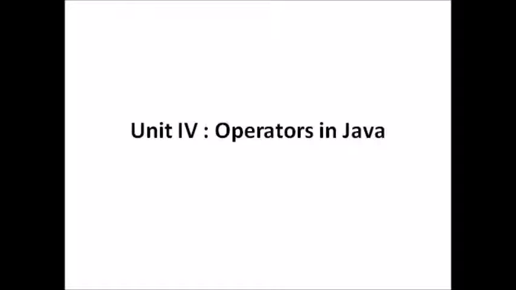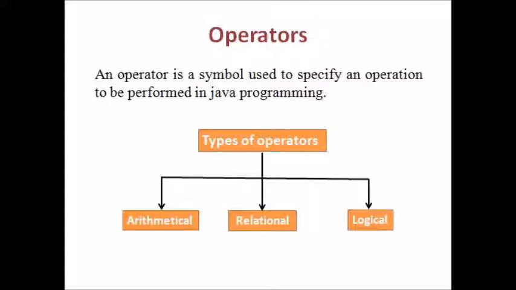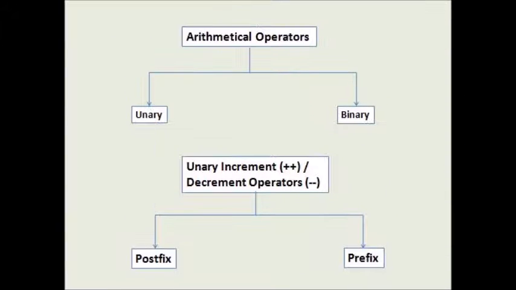Let's start with Unit 4, Operators in Java. An operator is a symbol which is used to specify an operation to be performed in Java. There are three types of operators: arithmetical operators, relational operators, and logical operators. Let's discuss all these three operators briefly, as we have already studied in the 9th class also. So we'll be discussing them in the brief way.